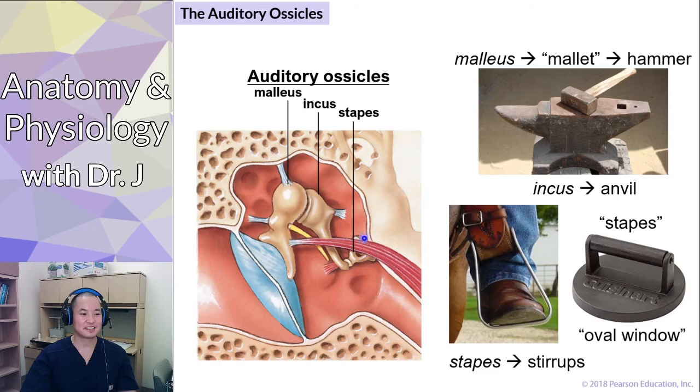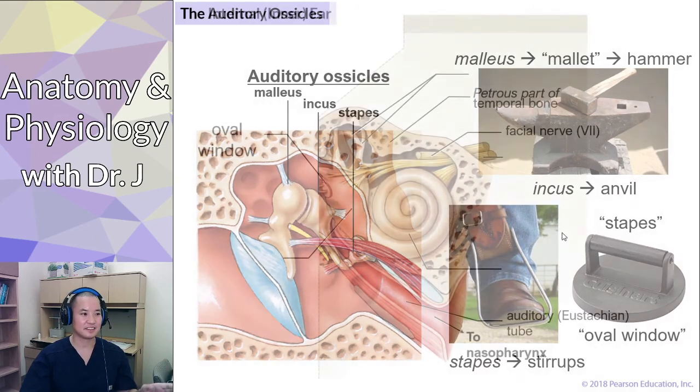So the stapes is actually linked to something called the oval window. This part of the stapes is round, and this oval window is what links to the bridge between the middle ear and the inner ear. So what happens is the tympanic membrane vibrates, that vibrates the malleus, which hits the incus, which vibrates the stapes. By vibrating the stapes, you vibrate this oval window, and that causes pressure changes inside the inner ear.